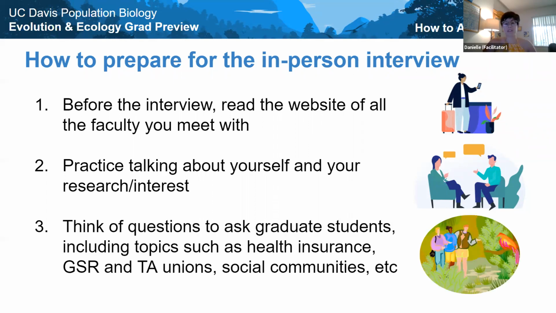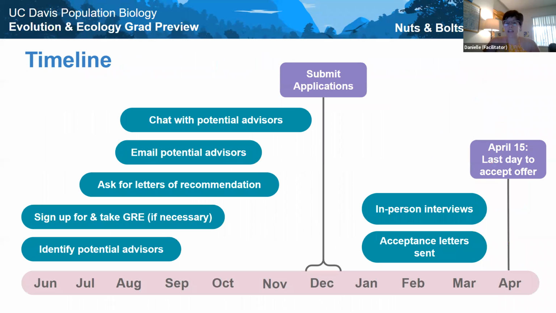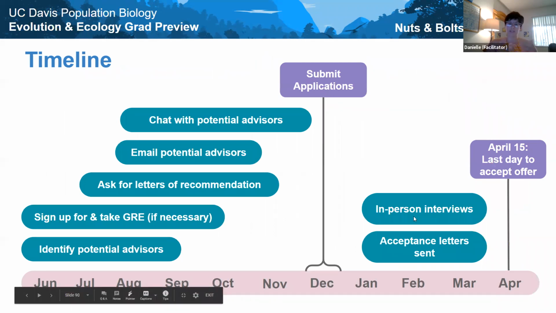You also want to think of questions to ask the grad students before you come on the trip, including topics such as health insurance, dental insurance, GSR and TA unions, social communities, and other things that will target your life as a grad student at this institution. The last day to decide on your offer is April 15th, which is also known as decision day.